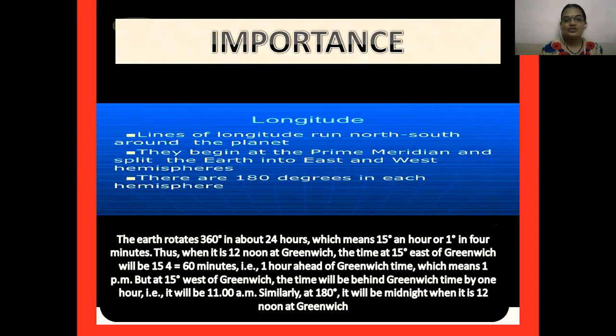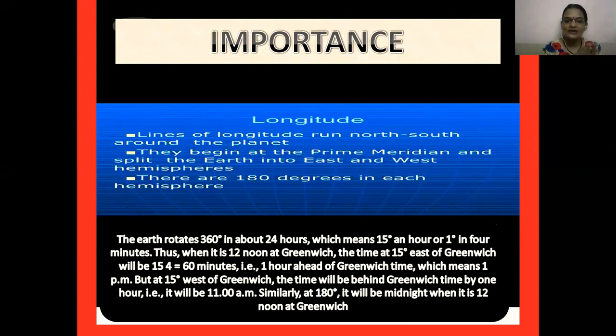The lines of longitude run north to south around the planet. They begin at the prime meridian and split the Earth into two, the east and west hemispheres. Yes, the prime meridian divides the Earth into the eastern and the western hemisphere. They are 180 degrees in each hemisphere, as the parallels or the latitudes are 90-90. They are totally 180. But these longitudes, students, are 180 in each hemisphere, and in total they are 360 in number.